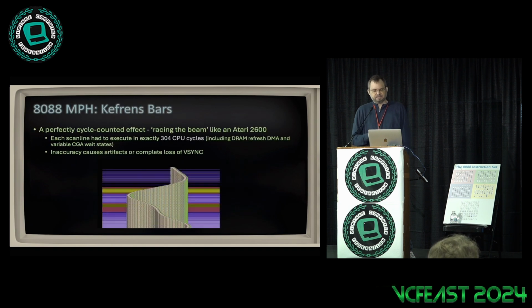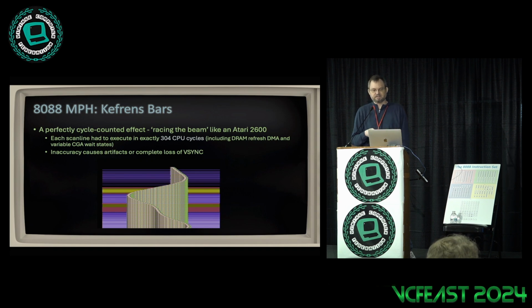But this is the real tricky one. This is called Kefrens bars. It's a standard demo scene effect, but this was the first time that racing the beam like an Atari 2600 was done on the IBM PC, of all things. This effect was also made by Reenigne, and to show you just how brilliant a coder he is, each scan line here has to execute in exactly 304 CPU cycles, no more, no less. Otherwise, you don't have those horizontal lines in the background.